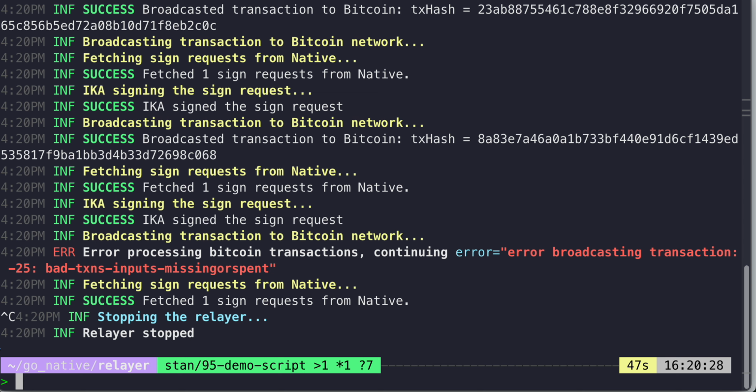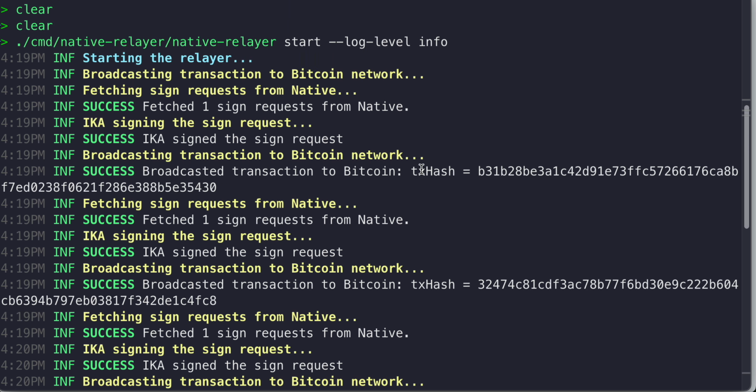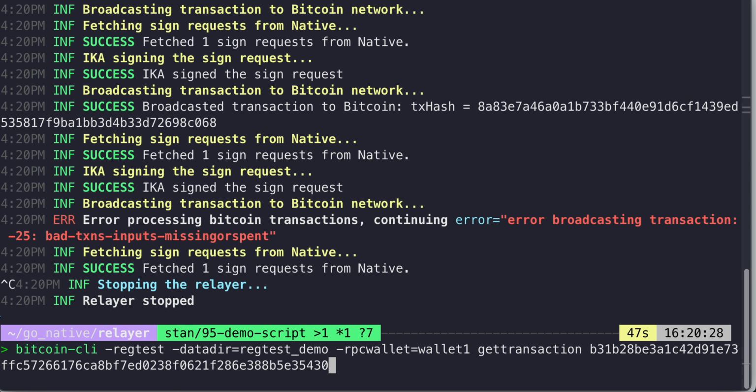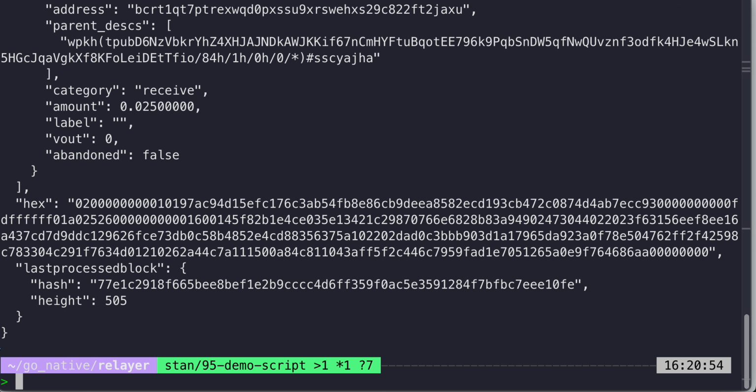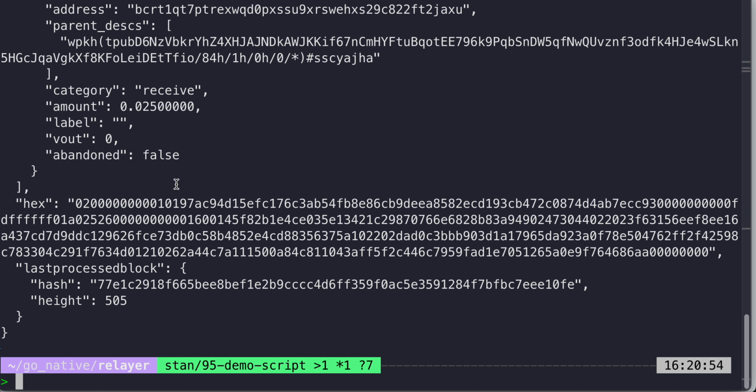So now what we can do is we can make sure that the transaction was indeed broadcasted to the network. We can take the first transaction hash and actually query our local node and see whether it was broadcasted or not. So let's see what it returns. It was actually broadcasted, but this is still in mempool. Since there are 0 confirmations, it was not included in the block yet.